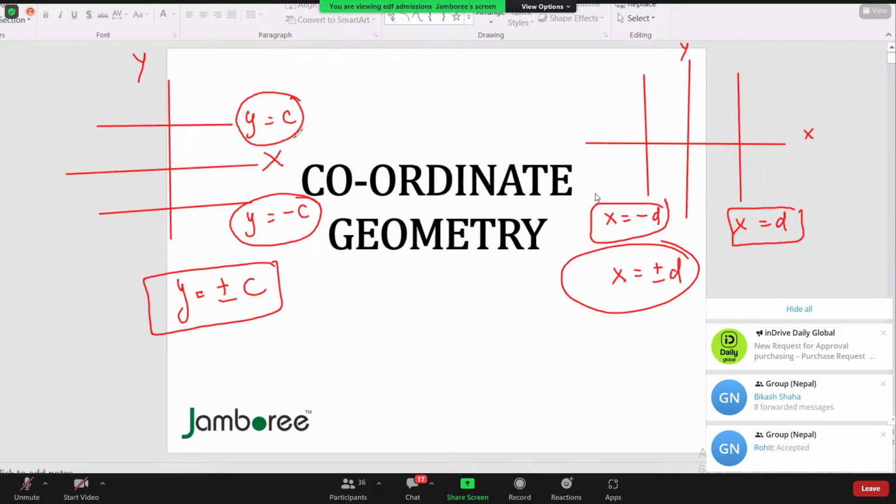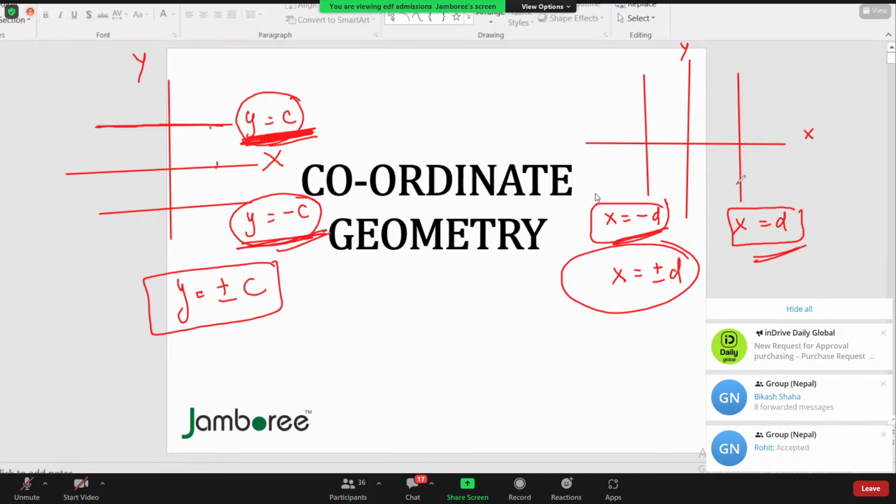Just for better clarity, why is it written in this form: y equals c, y equals minus c, x equals d, x equals minus d? Analyze this line parallel to the x-axis. The y coordinate on this line will always be some constant. x could be any number in this world. So you can take x as anything, but y will be the same constant throughout. That is why the equation is y equals c. Similarly, y equals minus c implies the y coordinate will always remain the same on this line. x could be any number on this line.